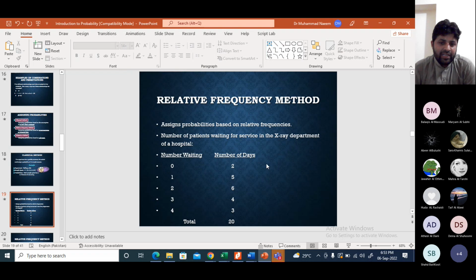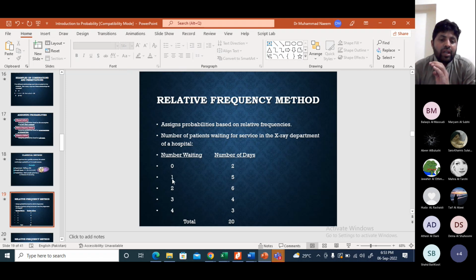This is the relative frequency approach. In the last lecture a similar type of table was there, and if you have any problem, you can ask me. But it's a simple thing. You can easily calculate the probability of each experimental outcome in the relative frequency method. The 0, 1, 2, 3, 4 are all experimental outcomes. How are you going to calculate the probability? You calculate it by taking your event of interest divided by the total number of experimental points.